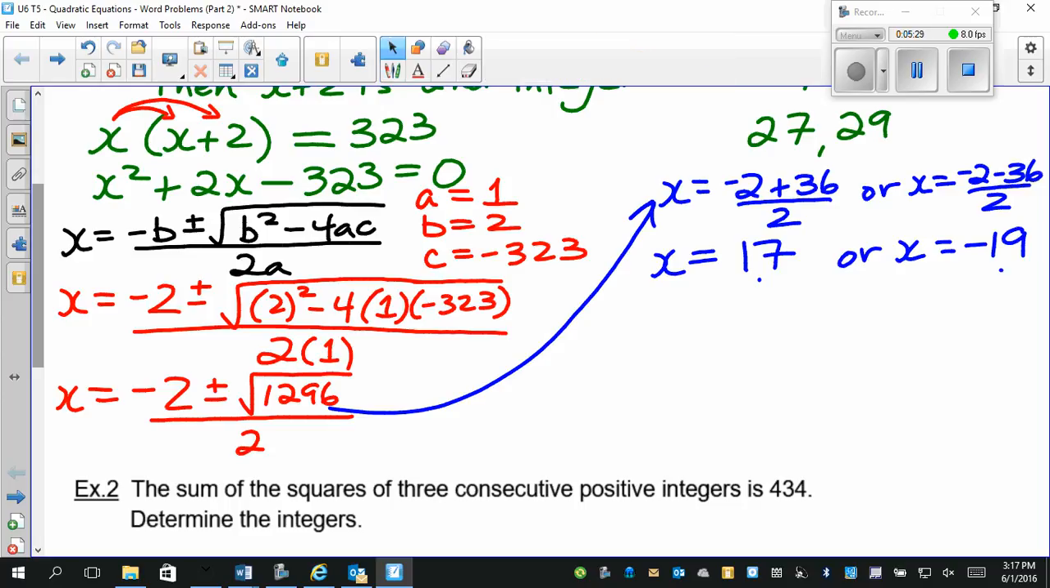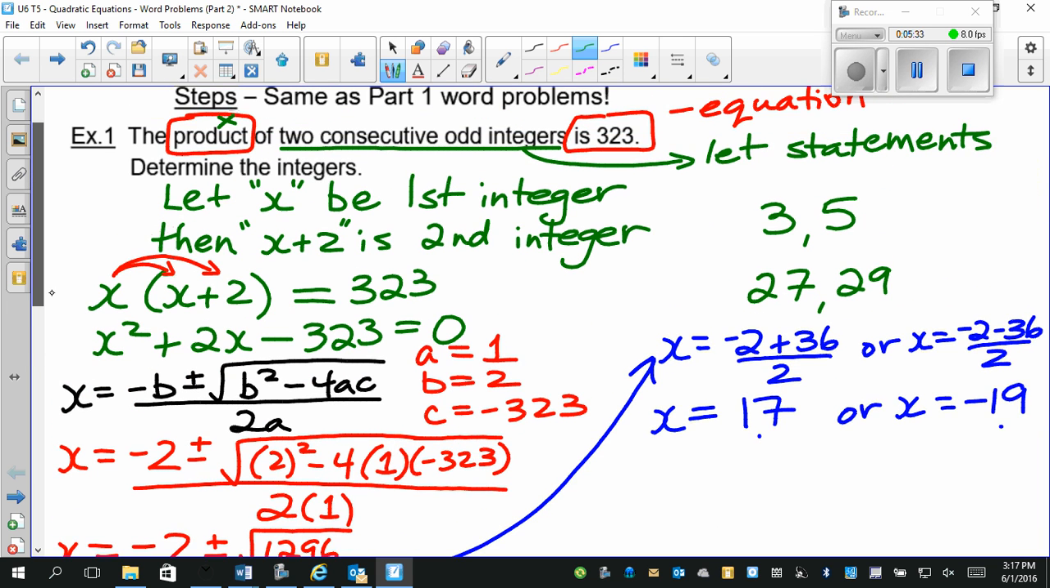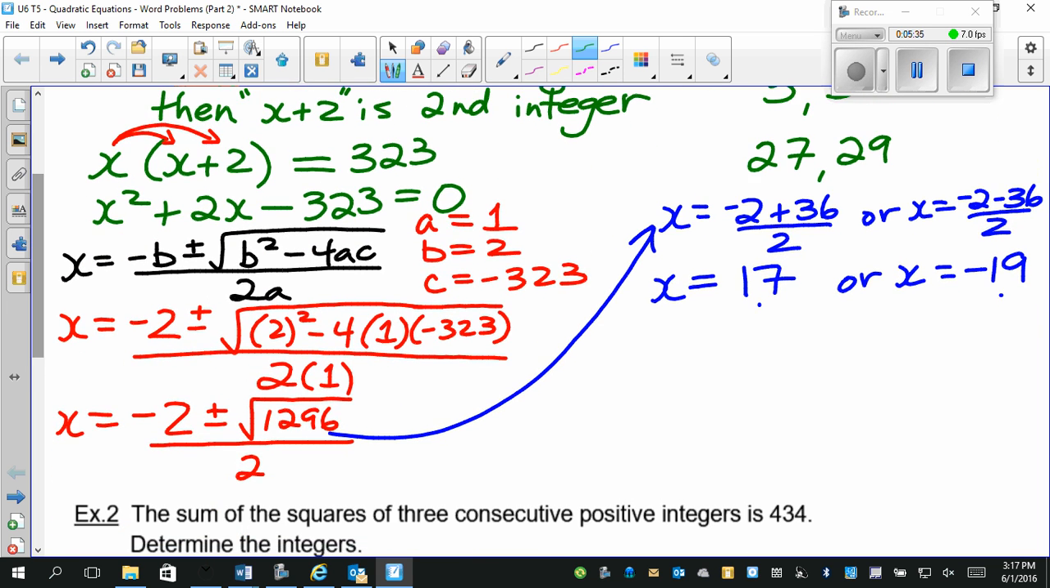up above where I had my let statements, let x be the first integer. So in this case here, x is the first integer, then x plus 2 would equal 19. Okay? If x is equal to negative 19, then x plus 2 is going to equal negative 17.